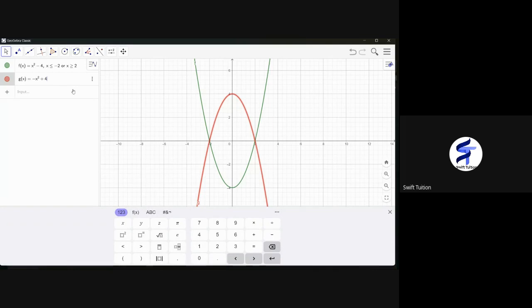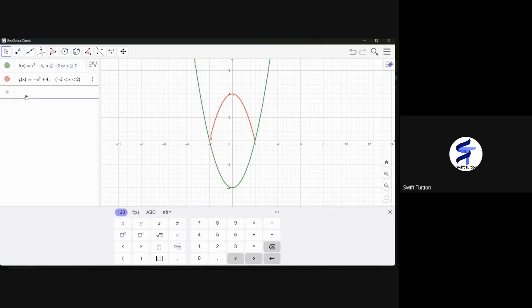Never mind. For -x squared plus 4, we're going to use this one, when x is between -2 and +2. That should work. Okay, so that one works. I don't know the correct notation to exclude this part, but basically, for the green graph, we're only taking the portions where x is less than -2 or where x is greater than 2.